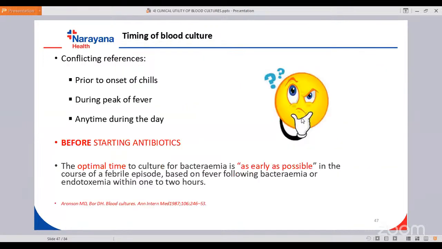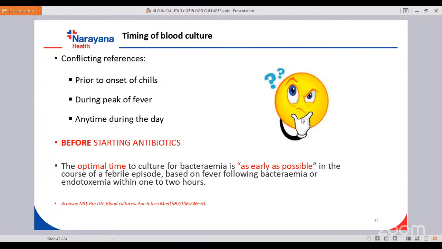Coming to our next question, when will you collect blood cultures? So blood cultures, there are conflicting references that tell you prior to the onset of chills, at the peak of fever, anytime during the day. So these conflicting references have still not been able to decide which is the right time. But there's one thing that all references tell you is that the optimal time to culture is as early as possible in the course of a febrile episode. But importantly, it needs to be done before starting antibiotics. And that's the take home message for all of you.